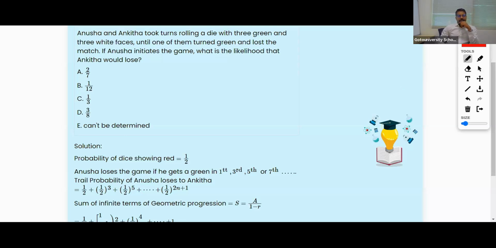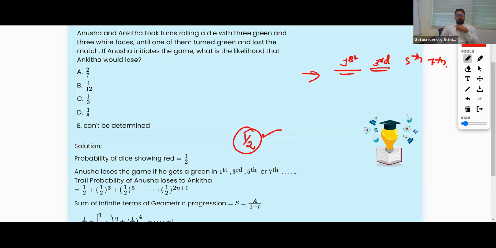So how to solve this? The probability that the die shows a white face or a green face is 1 by 2. Equal chances. Anusha loses the game if she gets a green on the first, third, fifth, or seventh throw, because she is the one who is going to start the game. If she gets green on the very first throw, she has lost. Or it will go to the third, then she will throw the fifth time and then the seventh time. What are these numbers? Odd numbers of throws, right?